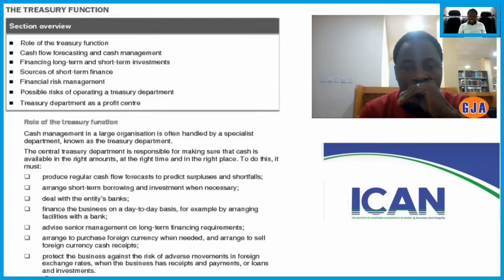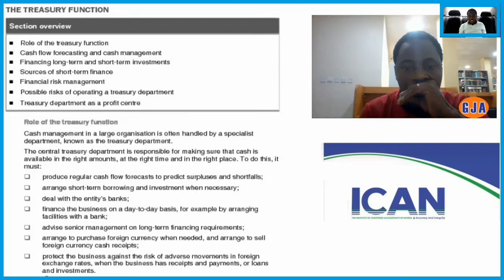Also, we must be able to protect our business. This we cannot overemphasize. Many organizations are liquid, or if we are to state the fact, were liquid before, but because they could not manage cash risk, finance risk, and the like, they went under.